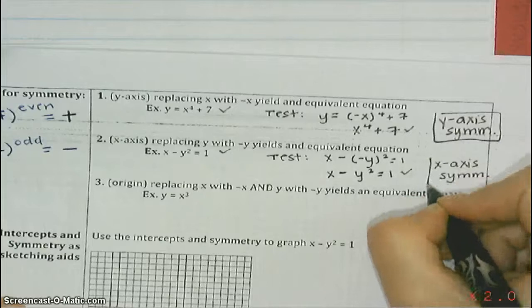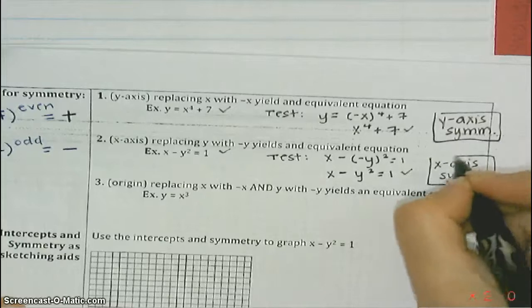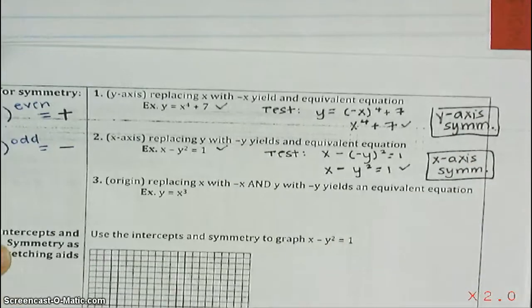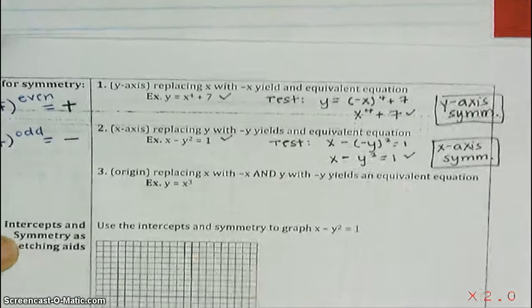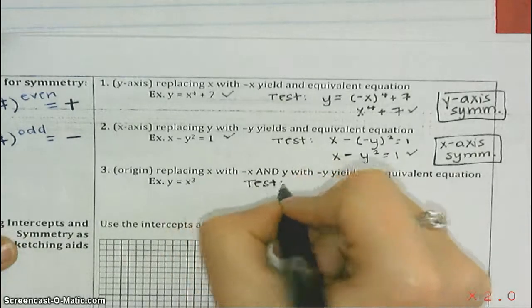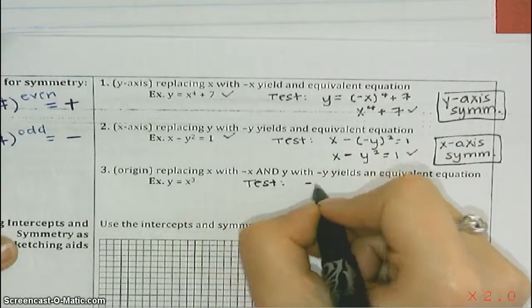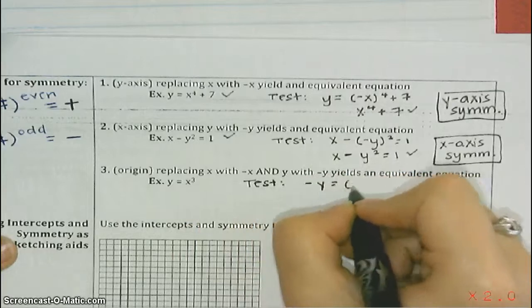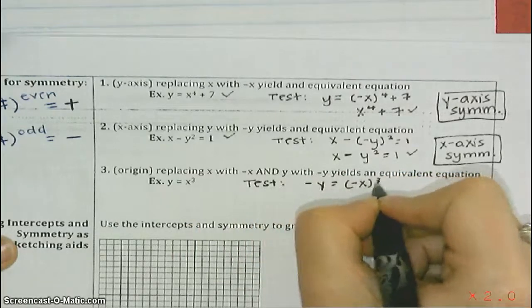The last one is origin, the test for origin. This time we're going to take both of them and switch them to negative values and see if it simplifies to be the same thing. So here's the test. Our problem becomes negative y is equal to negative x to the third.